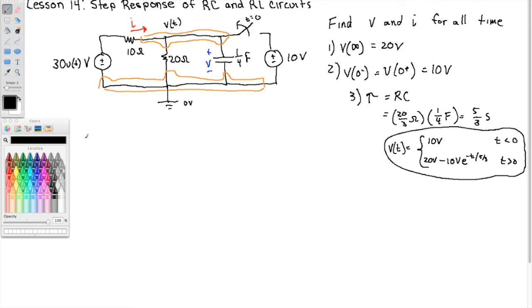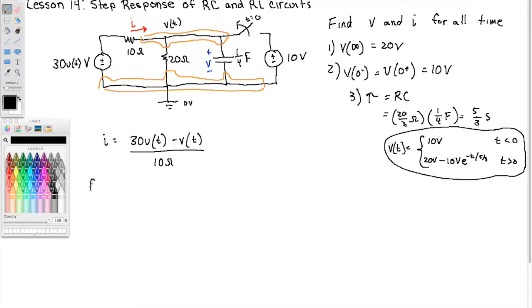So the current I is simply 30 U of t minus V of t over 10 ohms. That's Ohm's law. The voltage from the left minus the voltage on the right divided by the resistance.